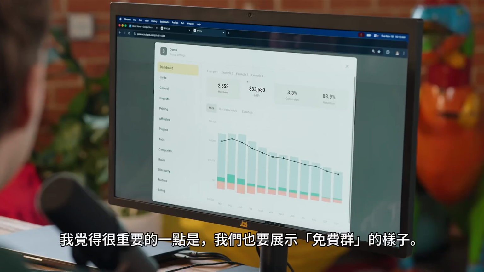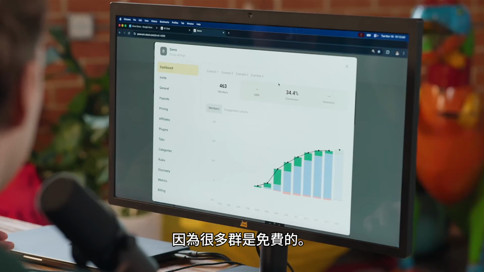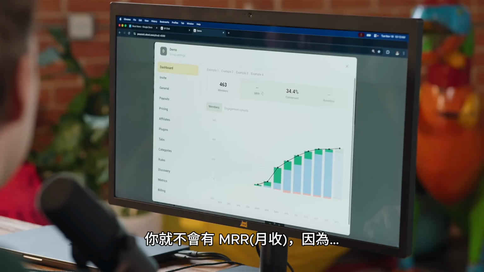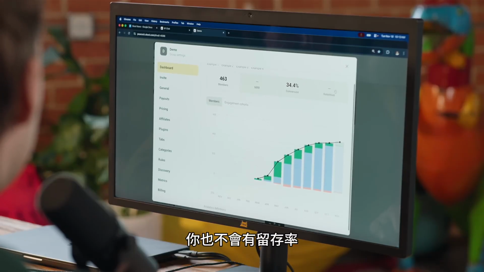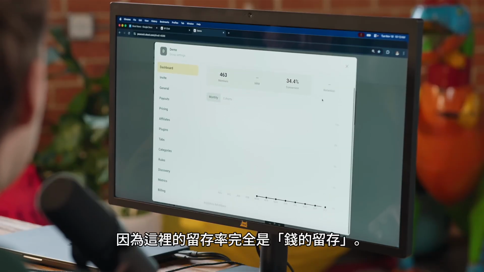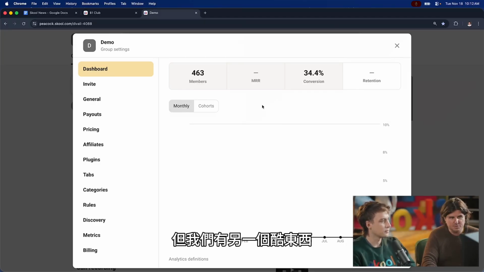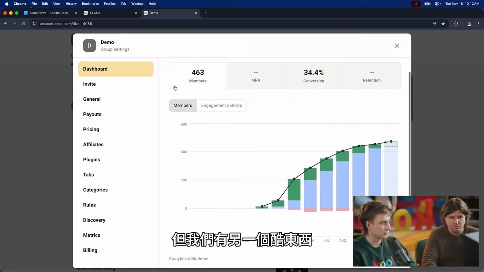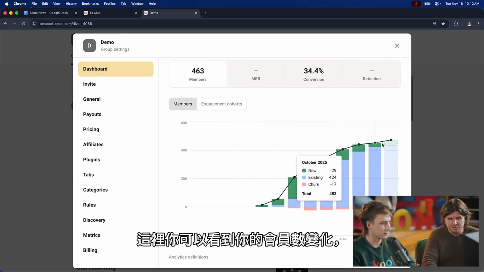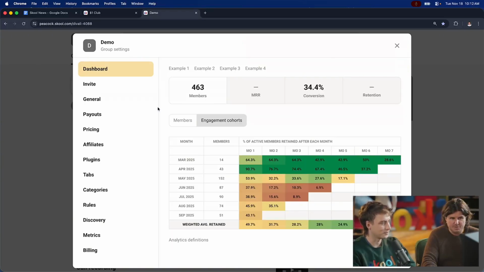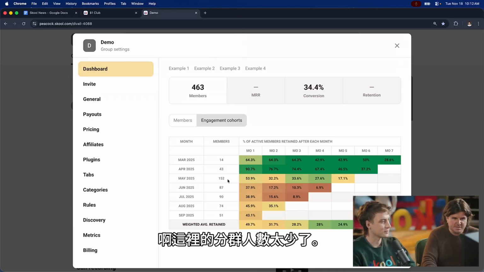And then I think it's important that we show what a free group looks like, because a lot of groups are free. So if your group's free, you don't have MRR because you're not making any money. And you don't have retention, because retention here purely looks at dollar retention, not user retention. But we do have something called, well, here you can see your members over time, but then we've got something called engagement cohorts. So these cohorts are too small.